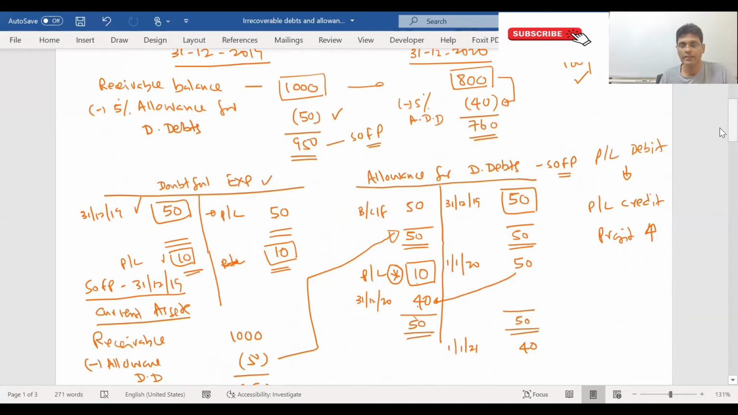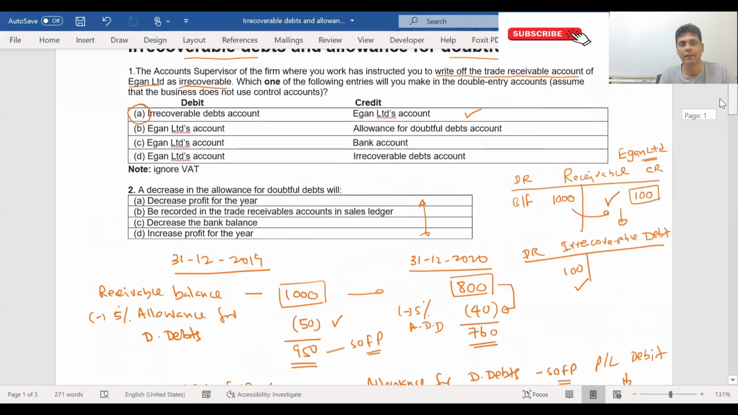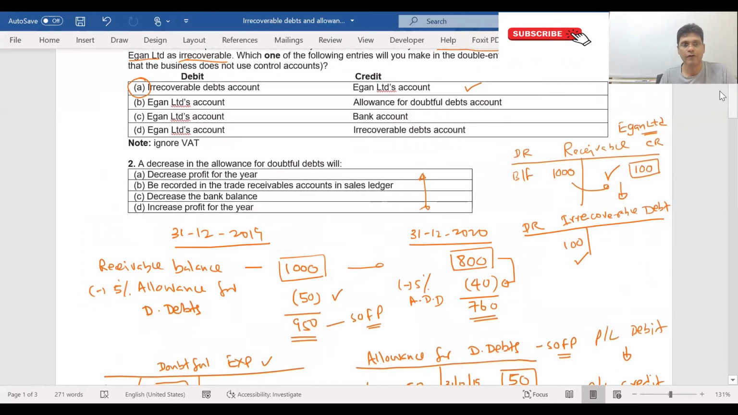The profit as a result of reducing the allowance for doubtful debts will increase, because simply this will be credited to the profit and loss account. So credit means it's an income. So therefore profit will increase. So therefore the correct answer is increase profit for the year. Okay, answer number D. So this is the answer for question number 2.